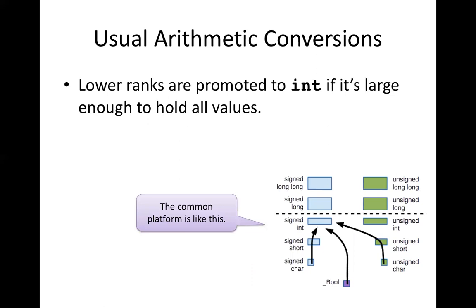On the common platform, the int type is large enough to hold any value held by the lower rank types. That's what I'm trying to show in this picture. If you had a value in a signed short, that same value would easily fit in a signed int. If you had a value in an unsigned short, that would also easily fit in an unsigned int. So on the common platform, for any values smaller than int, they're always going to be converted to signed int.